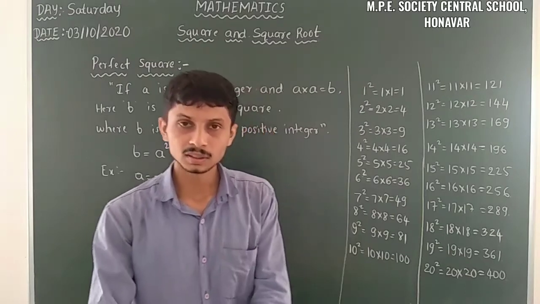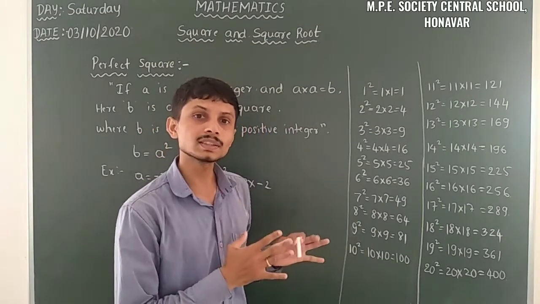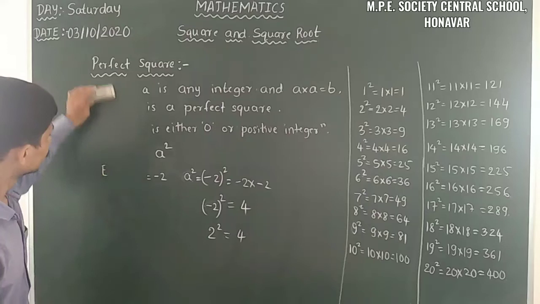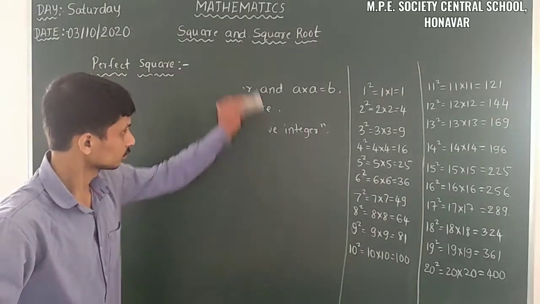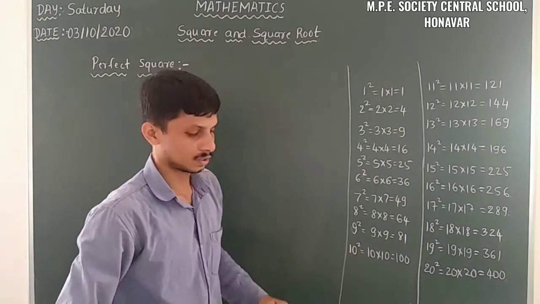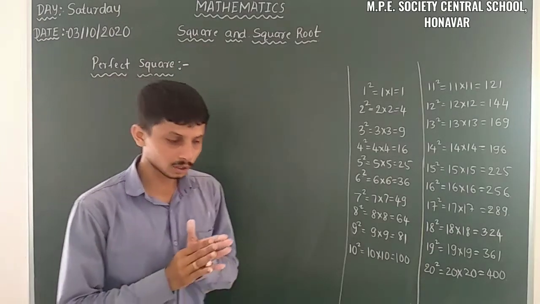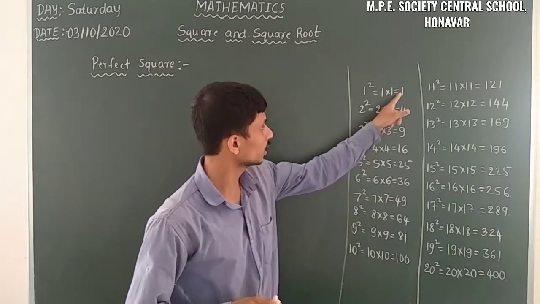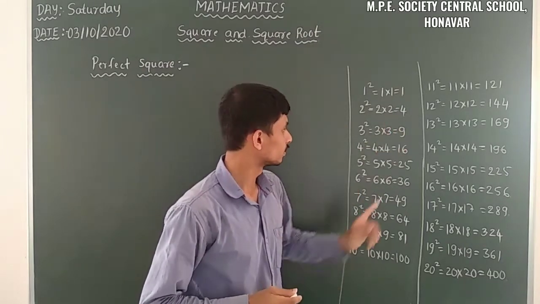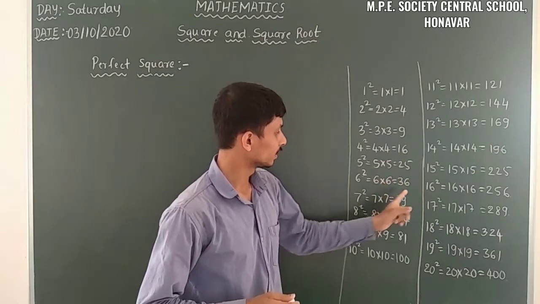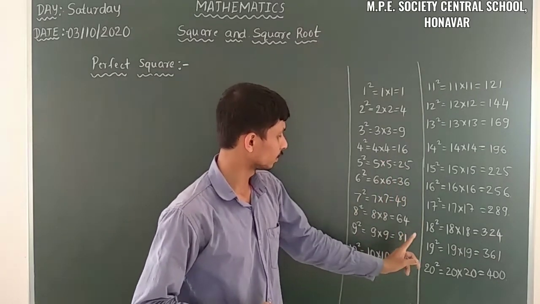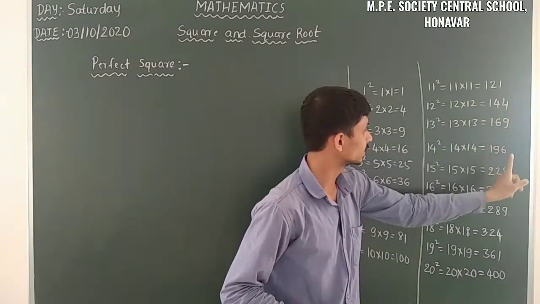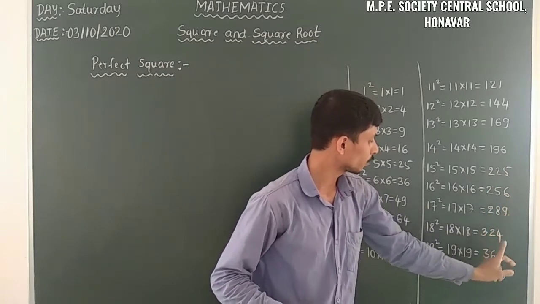So let us take some of the properties based on the square numbers. Firstly I will take property number 1. Property number 1 tells us to look at the ending digits of square numbers. Just observe, here 1 is there, 4 is there, 9 is there, 6 is there, 5 is there. Then 6 is repeated, 9 is repeated, 4 is repeated, 1 is repeated, and 0. So here 1, 4, 9, 6, 5, 6, 9, 4, 1, 0.